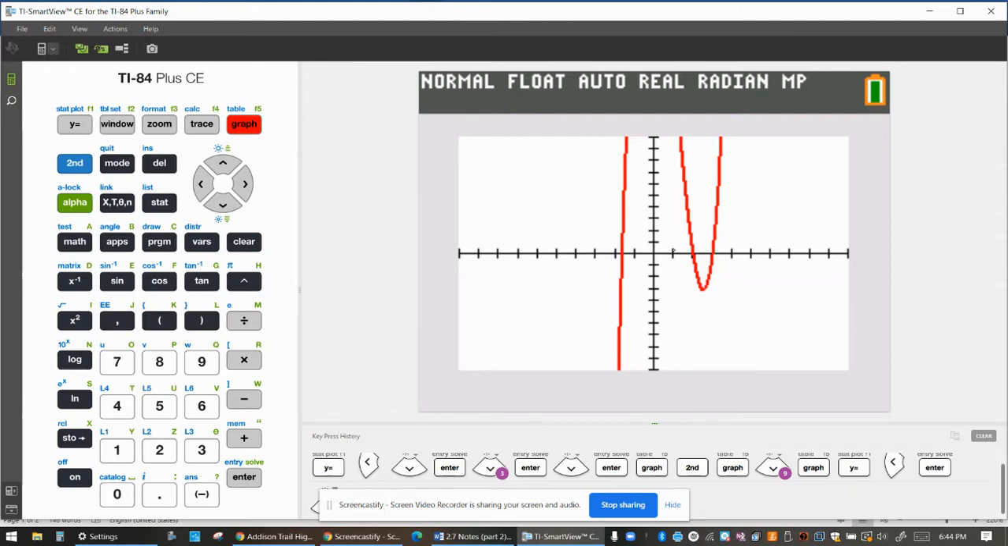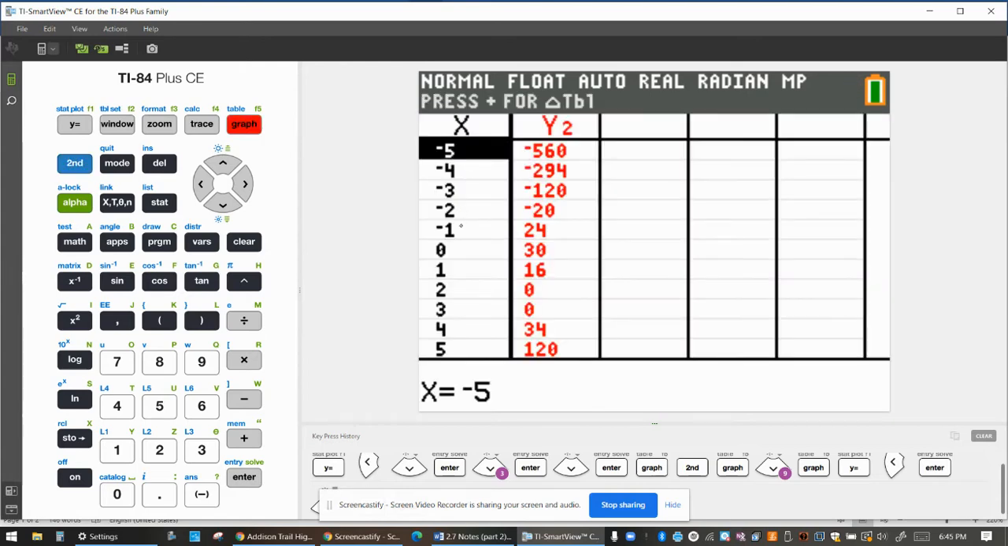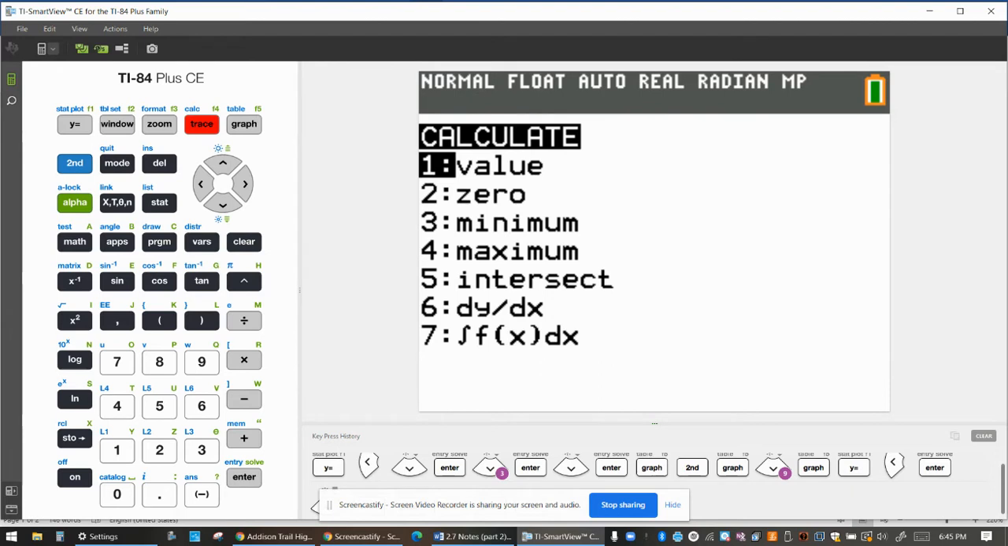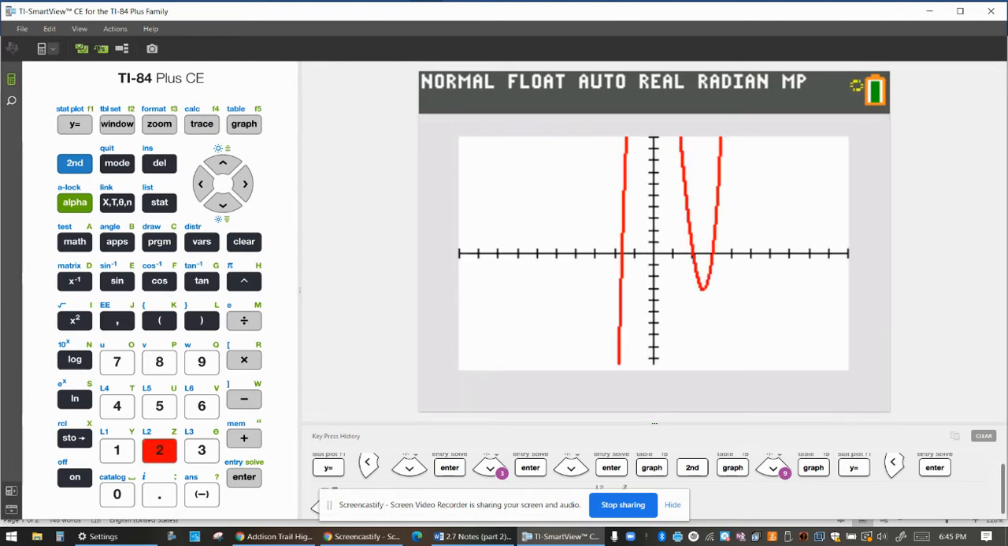Now, let's say all of these were fractions. They all didn't intersect at an exact whole number. Then the table wouldn't help me because the table only counts by integers, the whole numbers, okay? Positive and negative. So another option is second trace. If you select the option that says zero, now right now your cursor is at 0, 0. If you want to find the zero on the left, you would have to click once below or to the left of that zero and then to the right of it. So below and then above.